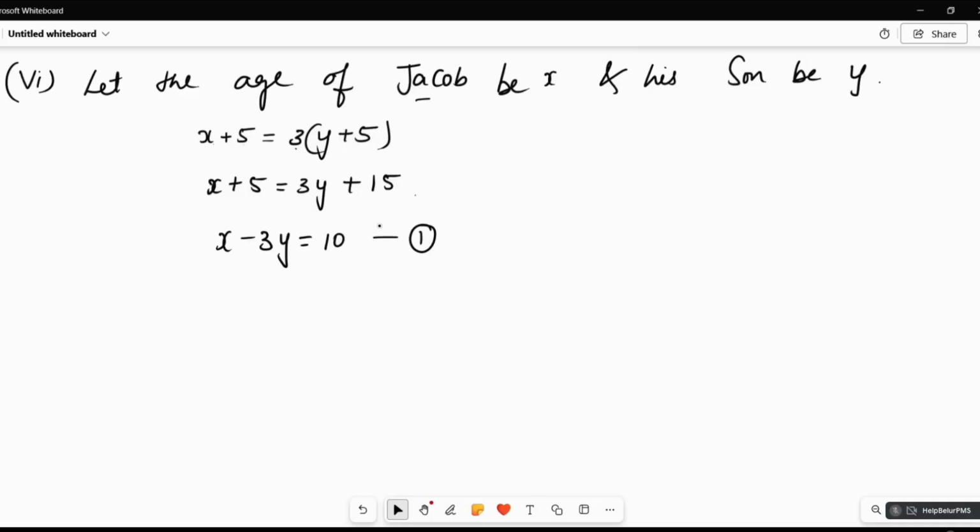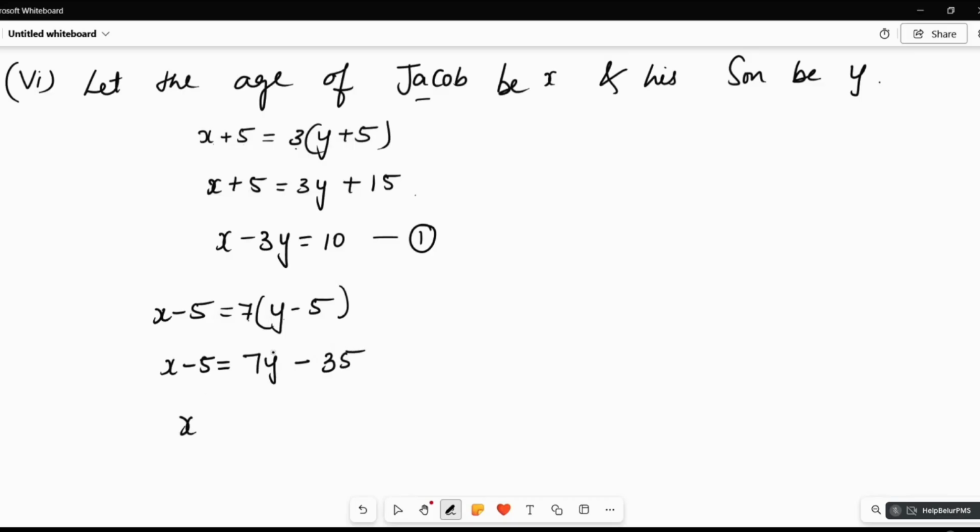Now the next statement, 5 years ago. Before 5 years, his age will be x minus 5, correct? And the son's age will be y minus 5. And what is the relation he is giving? His age was 7 times that of his son. So at that time, 7 times y minus 5. So what we will get here, x minus 5 is equal to 7y minus 7 into 5, that is 35.